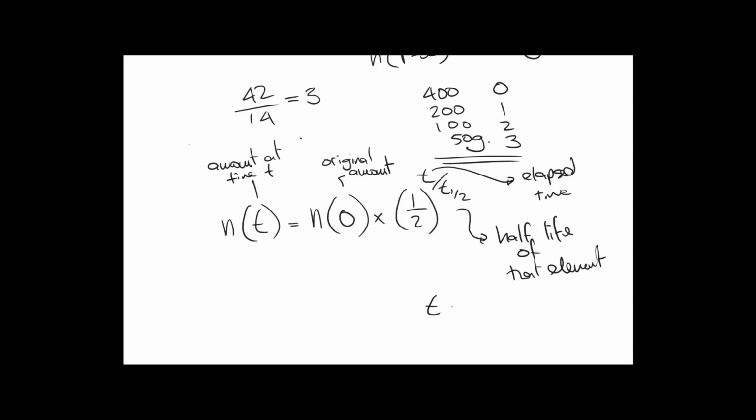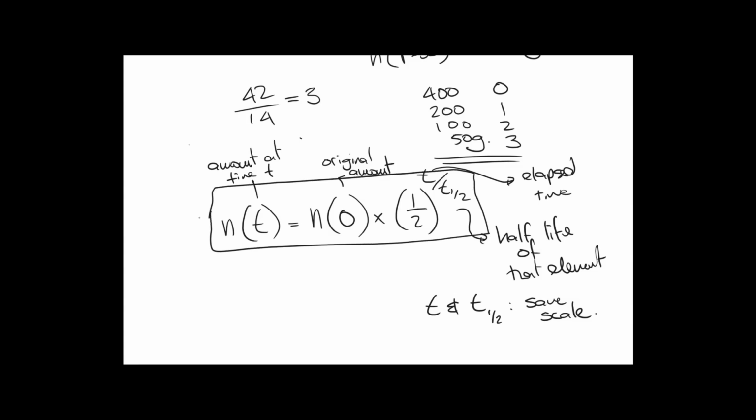And T and half-life have to be in the same scale. So it doesn't make much sense to have 3 seconds divided by 5 years. Okay. That is our formula that's going to be doing most of the work.